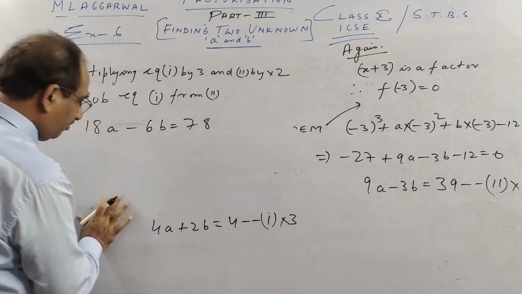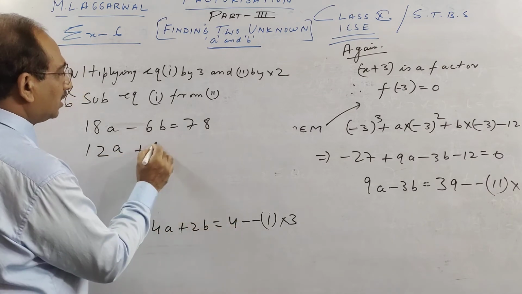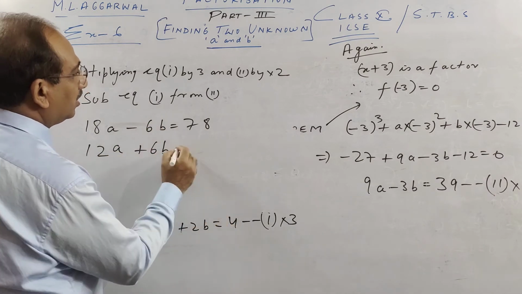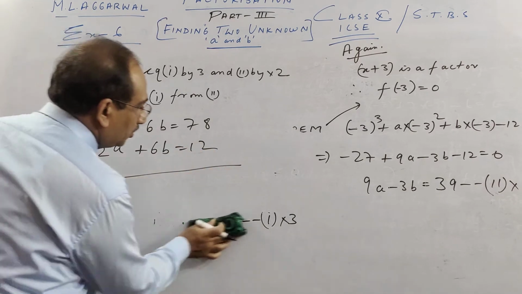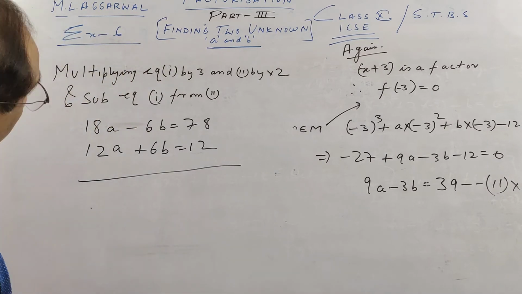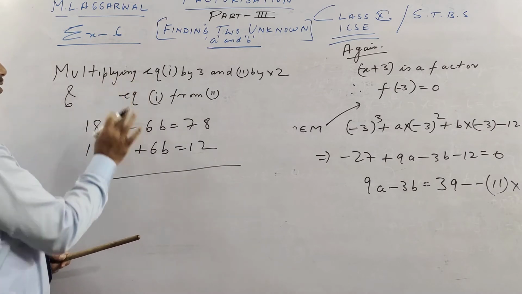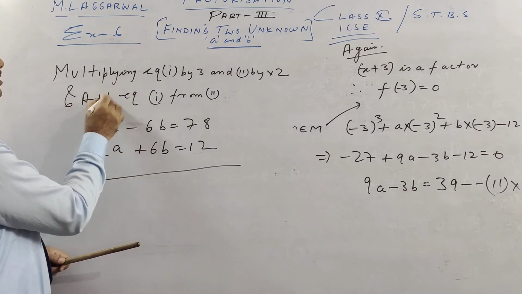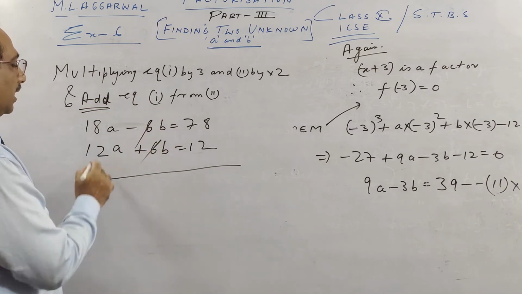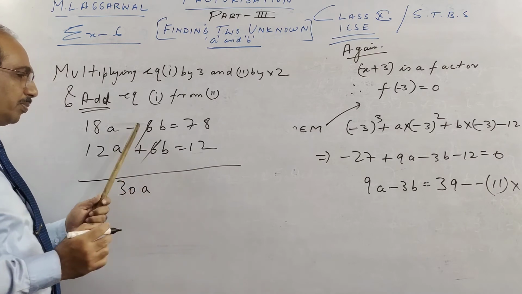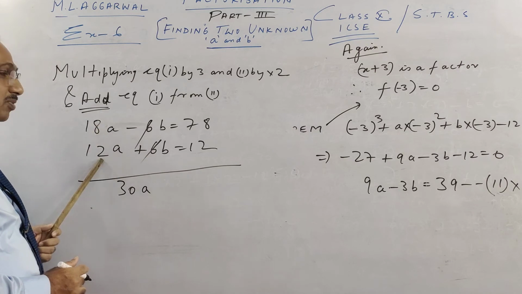Multiply 3 means with every term you have to multiply. 3 4s are 12a plus 3 2s are 6b. So we made them equal. Since they have opposite signs, we will simply add. So when you add, this 6b will cancel. We get 30a. Don't subtract, otherwise this will not cancel. Minus 6 will become minus 12, and when you subtract, this will be 6a.